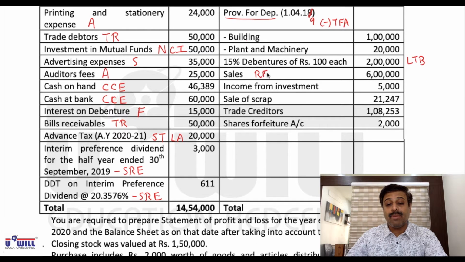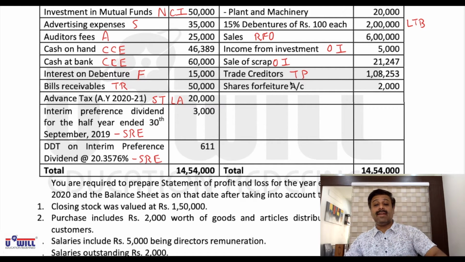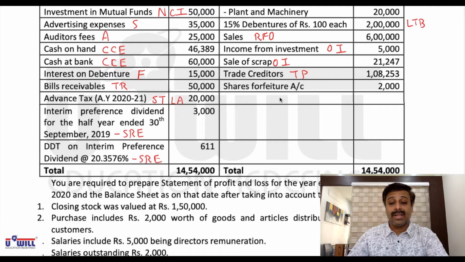Sales, revenue from operations. Income from investment, other incomes. Sale of scrap, other incomes. Trade creditors, trade payables. And share forfeiture account, we discussed. If it is only given in the trial balance, we'll add it in share capital, but if there is an adjustment which indicates that the shares are reissued, then we would show this as capital reserve in reserves and surplus.